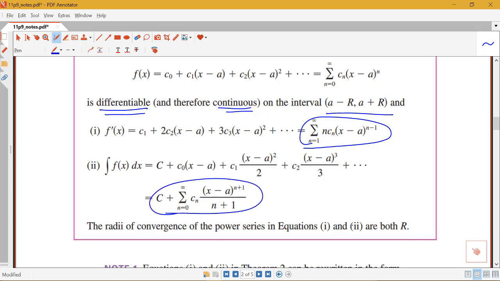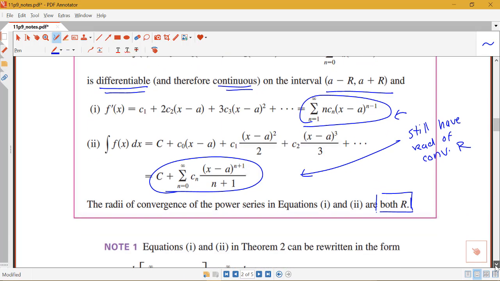So in terms of radius and interval of convergence here, whenever we take a derivative or take an integral, the radius of convergence does not change. So these still have radius of convergence r. Now the interval of convergence might change a little bit. When we take the derivative, the interval might become smaller. When we take the integral, the interval might become bigger. So something different might happen at the endpoints, but the radius of convergence will remain unchanged.